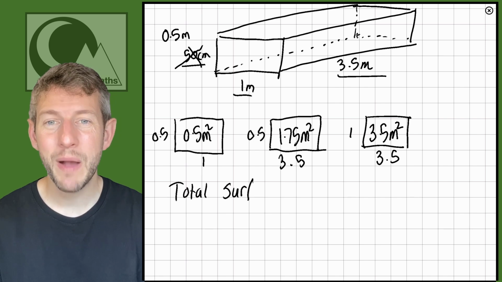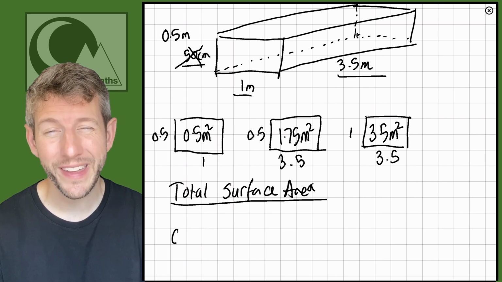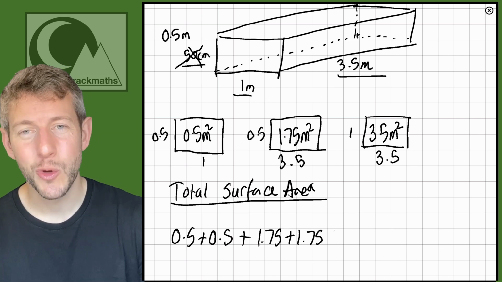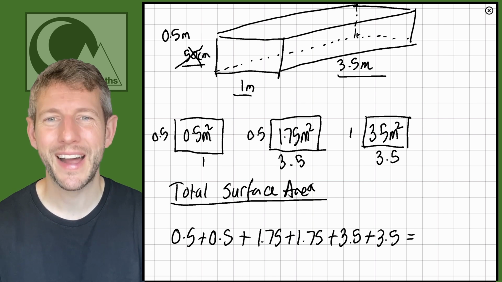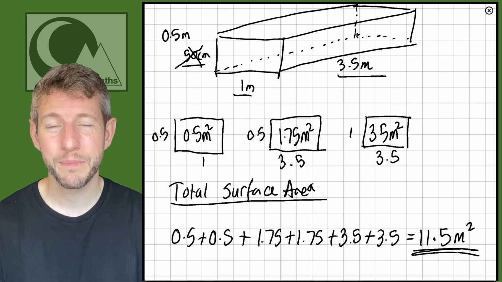Okay, right. So now we can add all those together. Remember, we've got 2 of each side. So we've got 0.5, add 0.5, add 1.75, add 1.75, add 3.5, add 3.5. And that equals 11.5 metres squared.